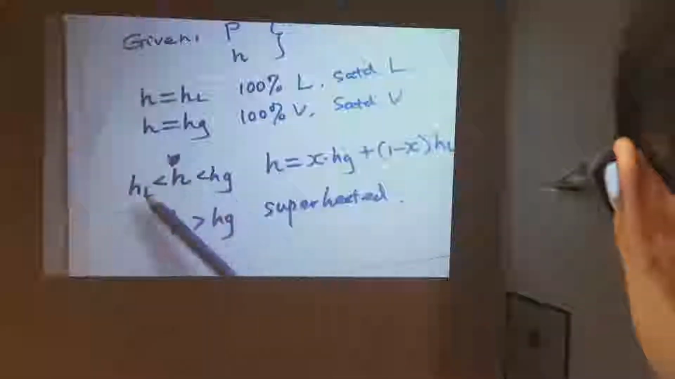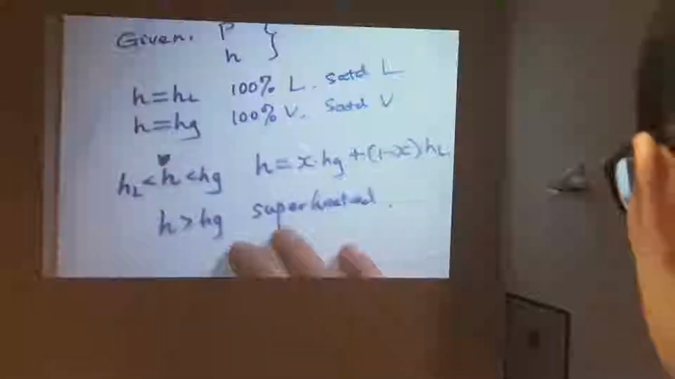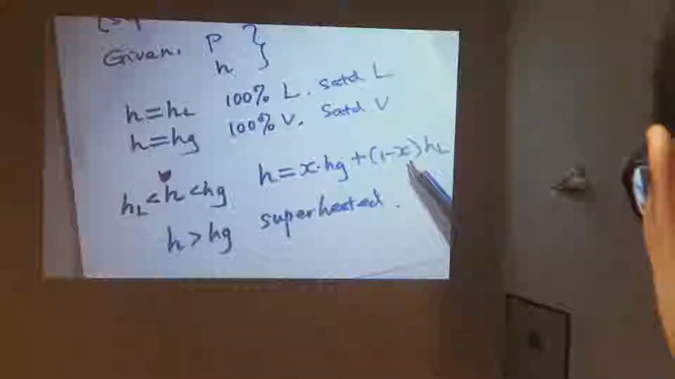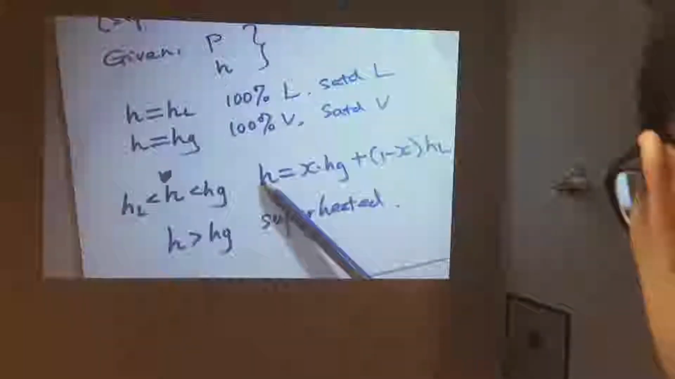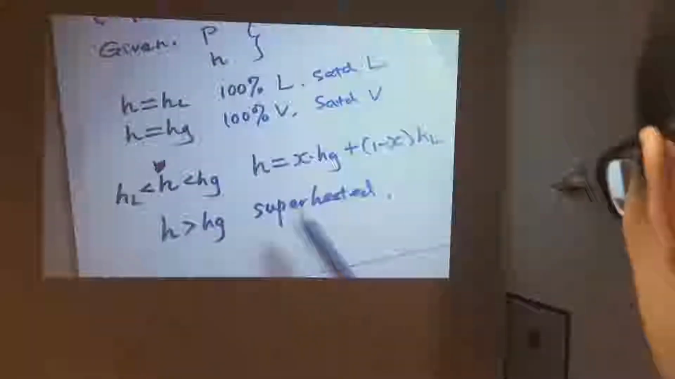If let's say it's in between, it means it's a mixture, then you have to apply this equation to find either the quality, or the quality is given, you can find the total. So if it's higher than the gas, than vapor, means it's superheated. So you only have these 4 cases.